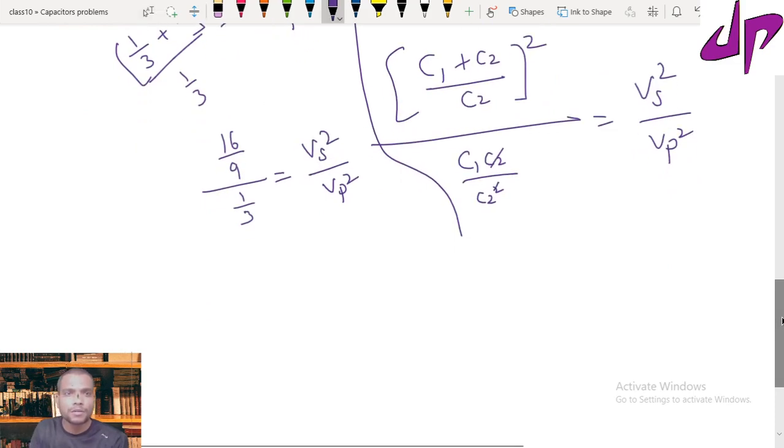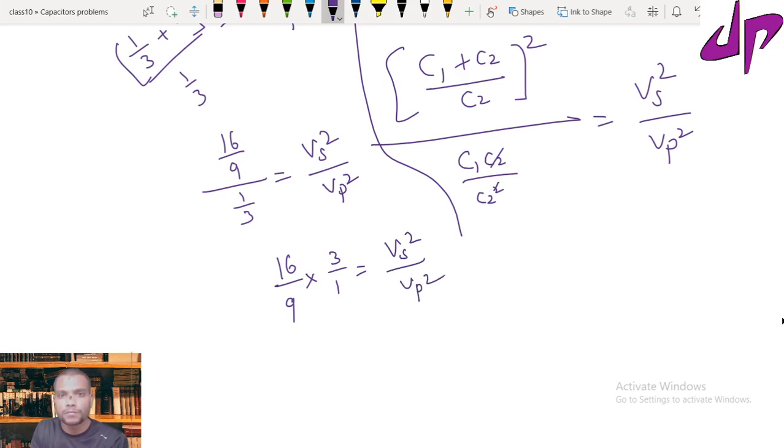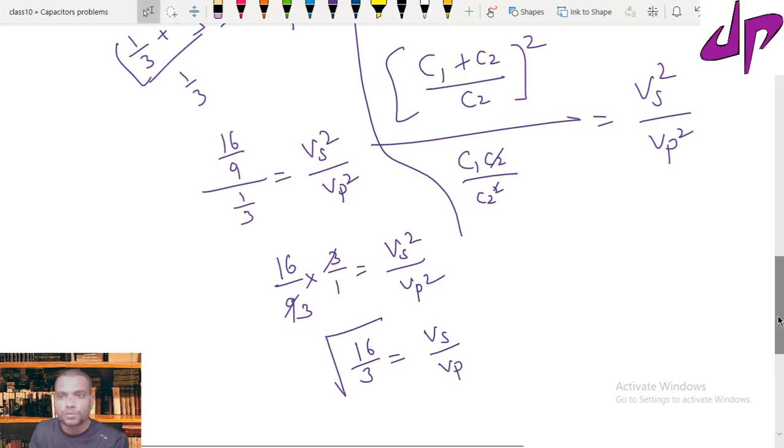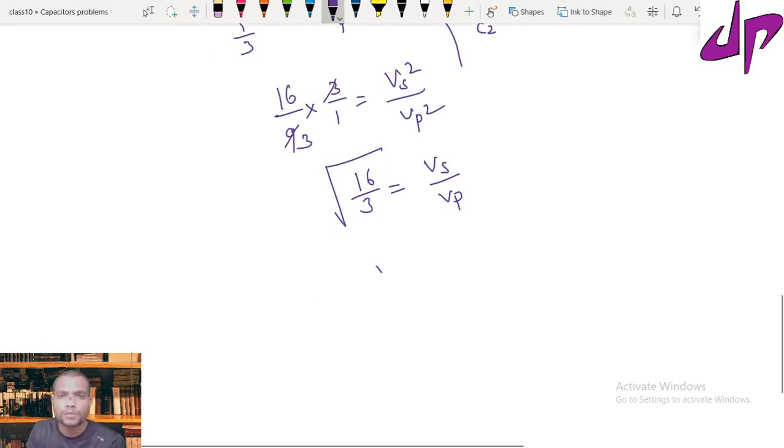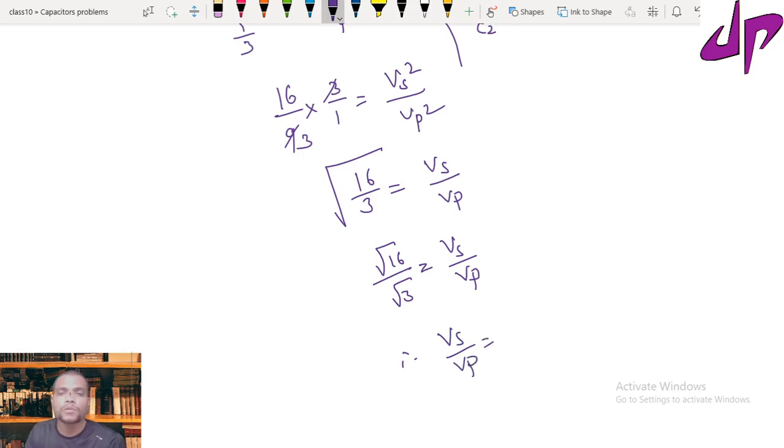Now let's simplify it here. Taking the reciprocal, 16 by 9 times 3 by 1 equals Vs square upon Vp square. Since 3 goes into 9 three times, 16 upon 3 equals Vs square upon Vp square. Taking the square root of everything, root 16 upon root 3 equals Vs by Vp. Therefore Vs by Vp, the ratio of the potential in series to parallel, equals 4 by root 3. Yes, 4 upon root 3.